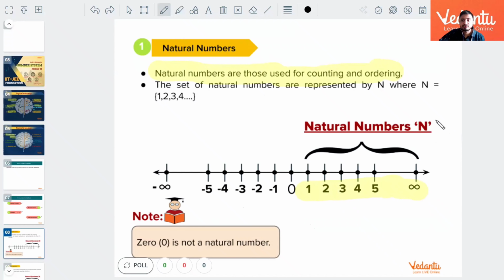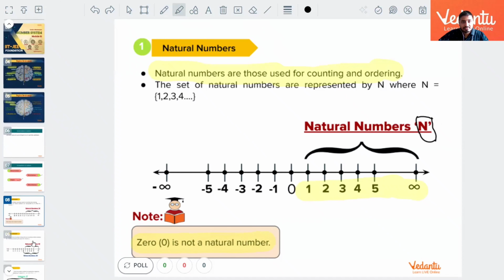What is the symbol used to represent the natural numbers? Symbol N, the alphabet N, is used to denote natural numbers. One more important thing: zero is not a natural number. So what is zero? Just write the answer in the chat box. Very good. Zero is not a natural number. Zero is a whole number.